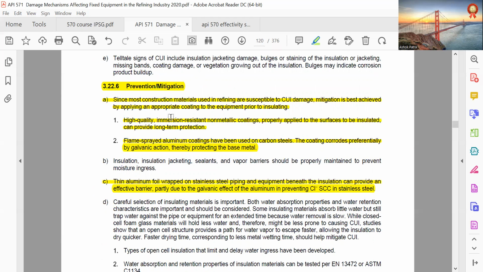Prevention and mitigation. Since most construction materials used in refining are susceptible to CUI damage, mitigation is best achieved by applying an appropriate coating to the equipment prior to insulating. High quality immersion resistant non-metallic coatings properly applied to the surface to be insulated can provide long-term protection. Flame-sprayed aluminum coatings have been used on carbon steels. The coating corrodes preferentially by galvanic action, thereby protecting the base metal. Aluminum foil wrapped on stainless steel piping and equipment beneath the insulation can provide an effective barrier, partly due to the galvanic effect of the aluminum, preventing chloride SCC in stainless steel.